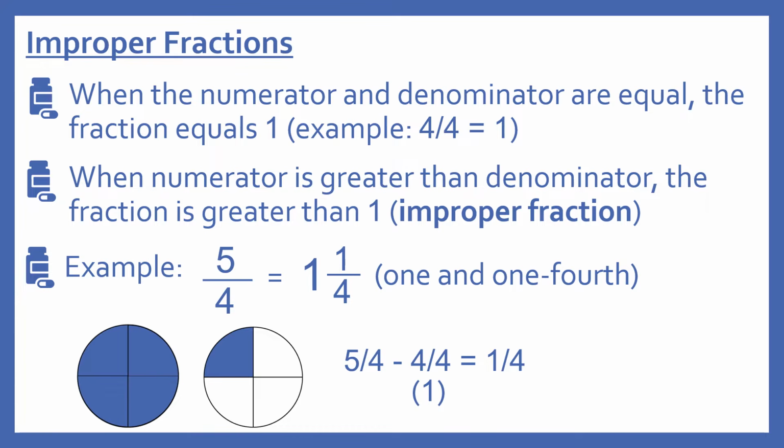Now we'll talk about improper fractions. So when the numerator and denominator are equal, the fraction equals 1, which we just saw in our last slide, like 4/4 equals 1. Now when the numerator is greater than the denominator, the fraction is going to be greater than 1, and this is known as an improper fraction. For example, 5/4 is equal to 1 1/4. And you can see if we have 5/4 here, we're going to have one whole pie, which is 4/4, plus 1/4 of another pie. So that's 5/4. It's an improper fraction. We can convert it to its whole number and the fraction that's remaining, which will be 1 1/4.